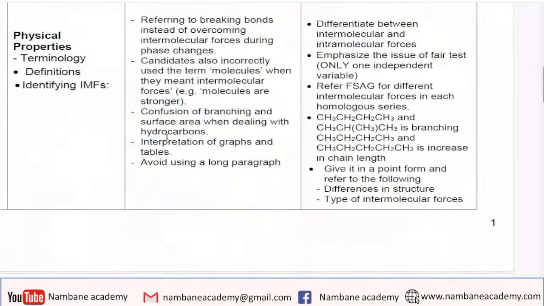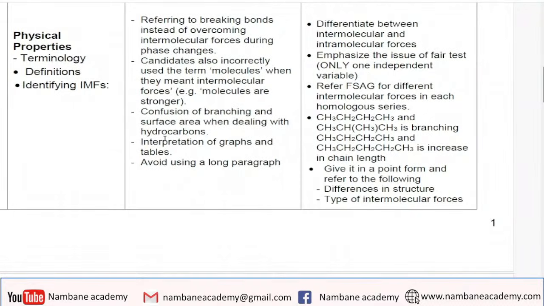Then when it comes to physical properties, definitions. And we know that the physical properties that we deal with in grade 12, we have only three. That is boiling point, melting point, and what? And vapor pressure. And these three physical properties of ours, from one organic molecule to the other organic molecule, they depend on the strength of intermolecular forces. And the strength of intermolecular forces will depend on the structure or the type of the functional group.